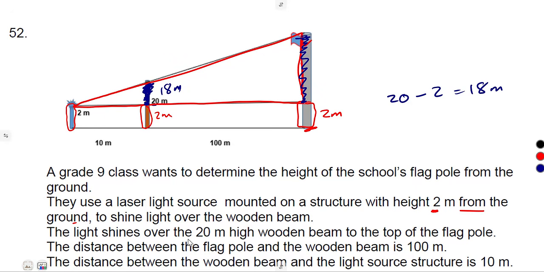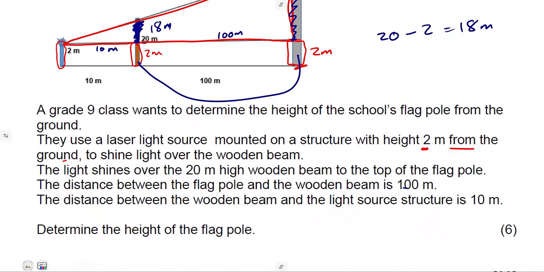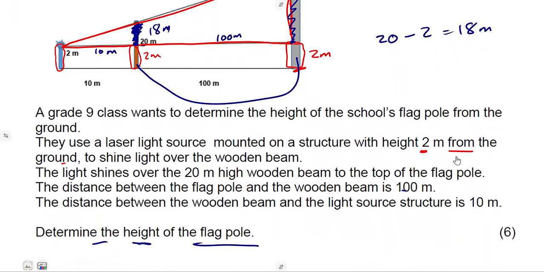So the distance between the flagpole and the wooden beam is 100. The flagpole to the wooden beam, 100 meters. There's a distance which is the same length here, 100 meters. Then this one is 10 meters. So that is what we have there. So the question is, determine the height of the flagpole from the ground, as we are to measure it from the ground.